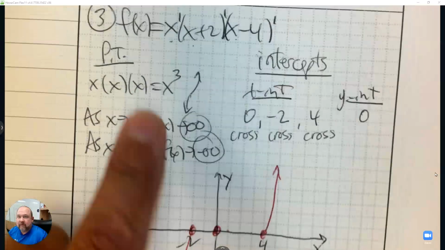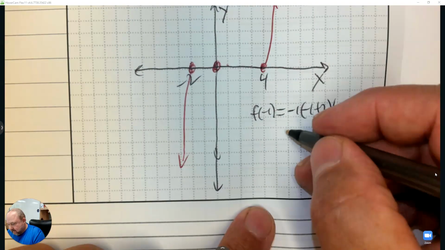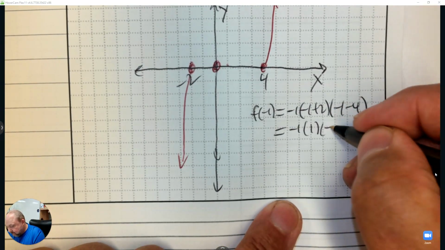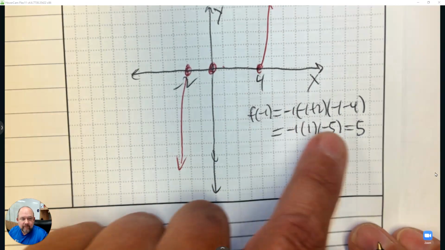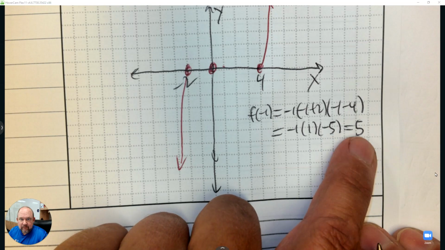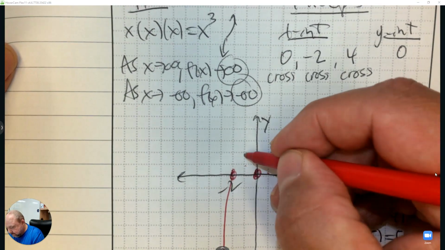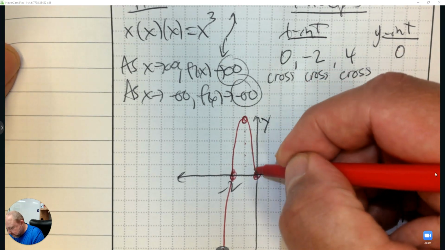And then I'm going to solve it. So where there's an x, I take out the x and put in -1. So this is negative 1 times 1 times negative 5. So a negative times a negative is positive 5. So that is a turning point. So now I know this part of the graph.